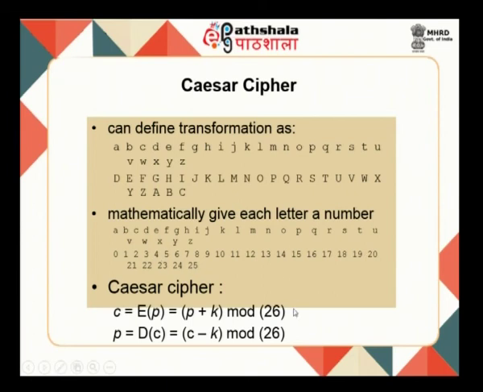Similarly, when the receiver wants to read the message, he takes the cipher letter, subtracting by 3. That means E is 4, minus 3 gives 1, and 1 mod 26 is 1, so I get back the B. In that manner the Caesar cipher is a substitution cipher. This is the mathematical representation of the Caesar cipher.